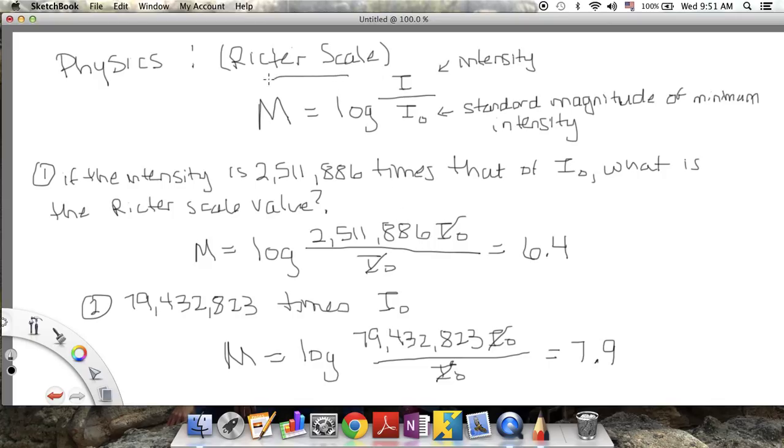So here's our Richter scale equation. Most of the time you're going to be given the intensity in terms of the standard magnitude of minimum intensity, so that you don't actually have to know what that constant is, so that you can plug it in and get a log. Remember, this is a common log, so it's base 10, and it's on your calculator. You just hit the log button.